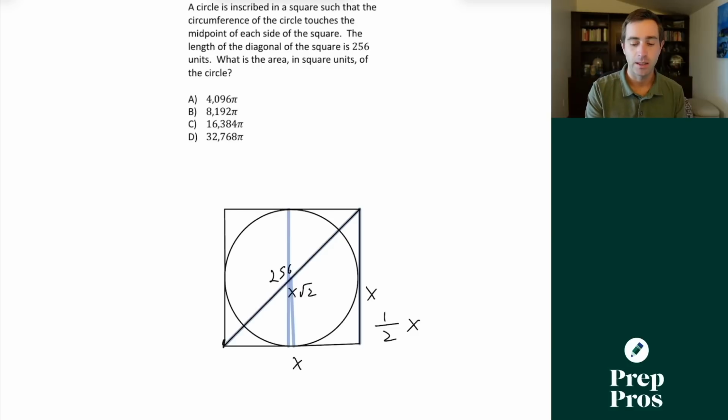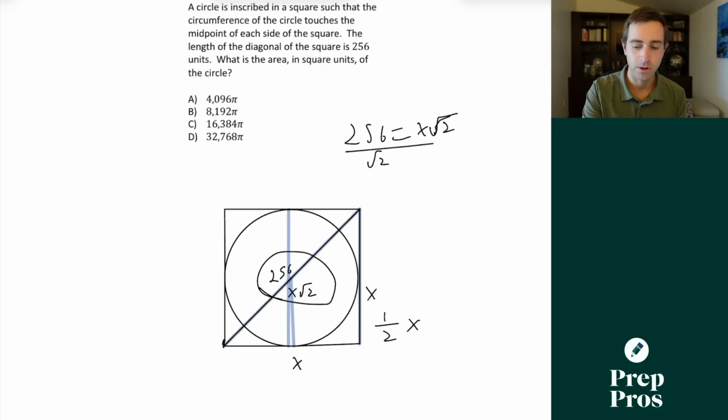Well, since we know 256 is equal to x√2, we're going to start using these proportions to solve through. So we're going to say that 256 is equal to x√2. Therefore, we're going to divide both sides by √2, and we're going to get that x is equal to 256 over root 2.